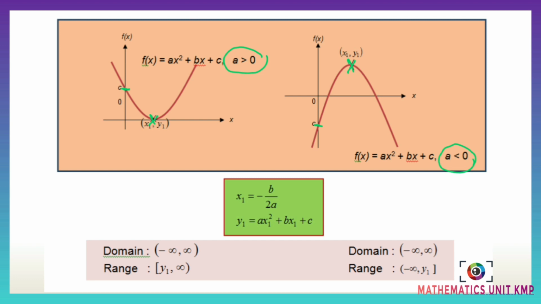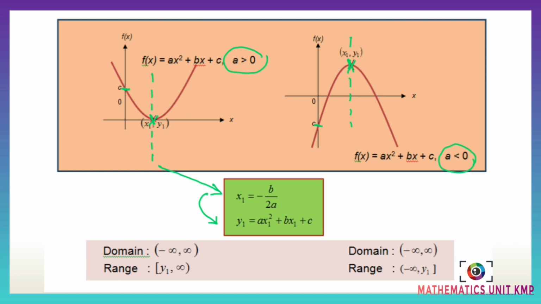How to find the values of x1 and y1? First, find the symmetrical line. The symmetrical line is negative b over 2a. Same for the second graph. And how to find the value of y1? Substitute the value x1 into the function.